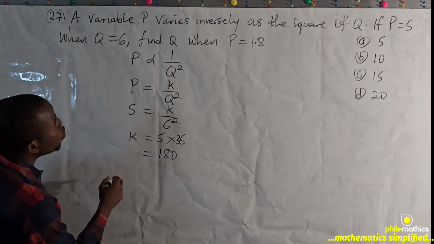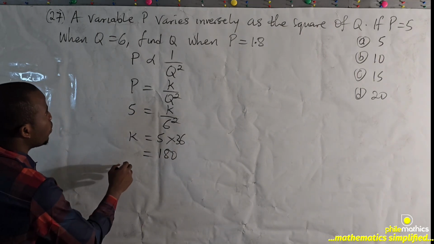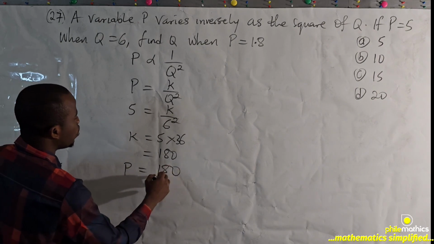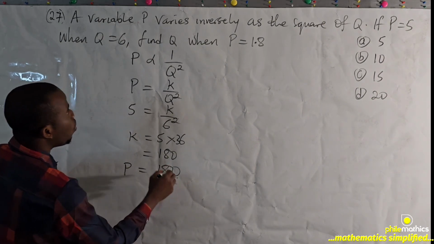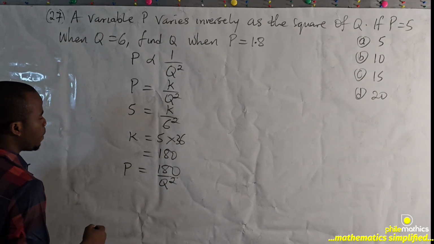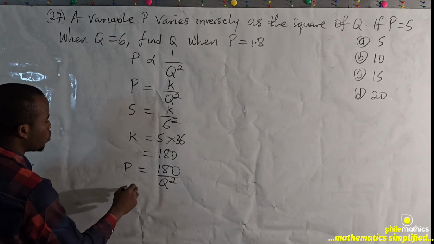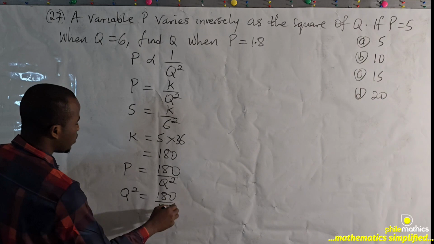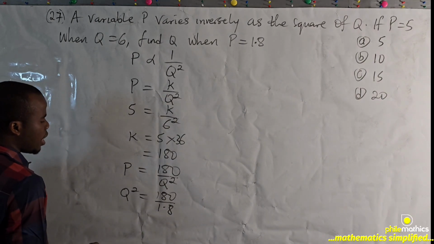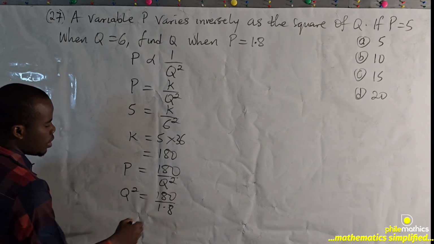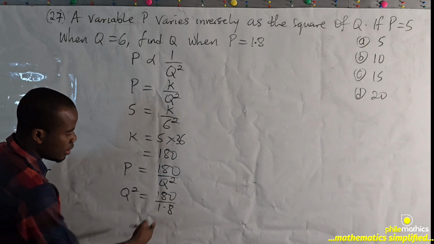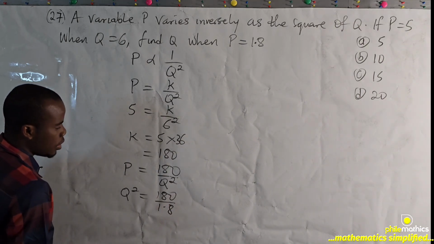So we are asked to look for q. P equals 180 over q squared when p is 1.8. So q squared will be 180 over 1.8. And so if I multiply numerator and denominator by 10, this will shift this point.